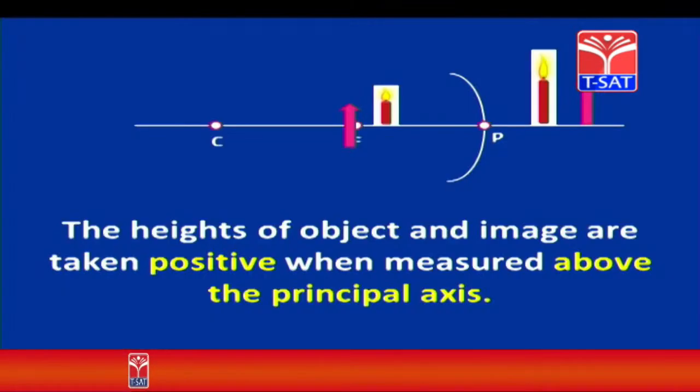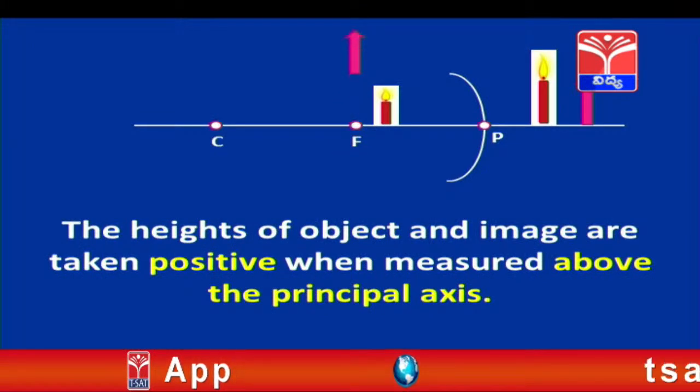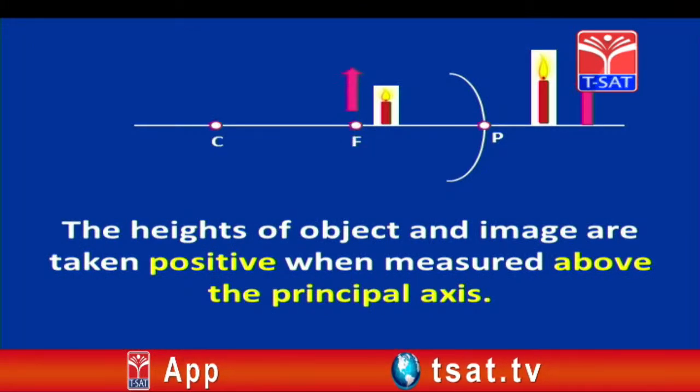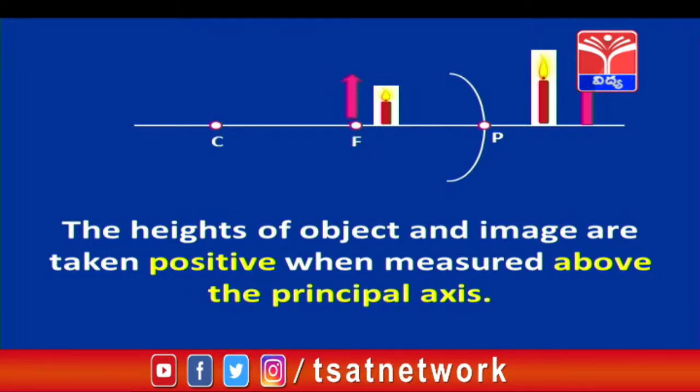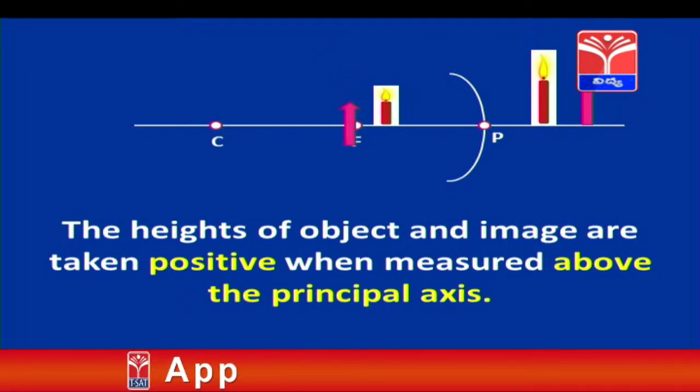See here, children, the height of the object is taken as positive. Why, children? The object is always placed above the principal axis. Yes or no? The object is always upright. It is kept above the principal axis. So, the measurement of the object height is always in the upward direction. So, the height of the object, or size of the object, is always taken as positive. Okay, children? Now, what about a virtual image? A virtual image is also erect.